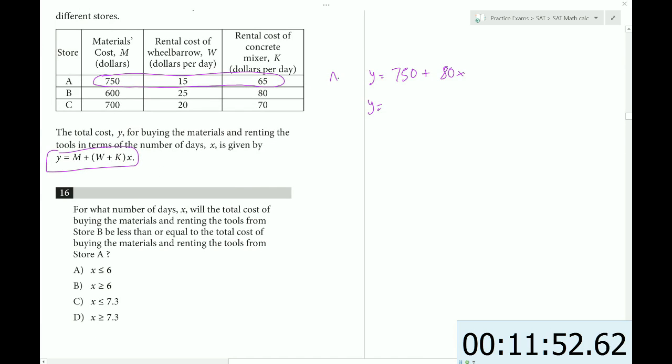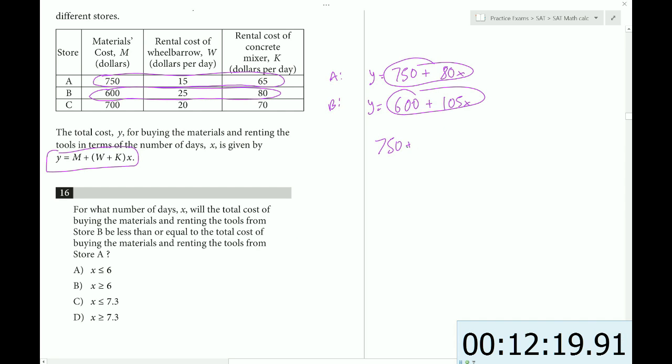Now we have to do it for store B. So for store B, we would again get m. So m for store B is 600 plus, this time it's 25 plus 80 times x. So we're using this row of numbers here. 25 and 80 is 105. So let's plug that in, 105x. Now we want the costs to be equal. So let's set the right sides equal. So we have 750 plus 80x equals 600 plus 105x.